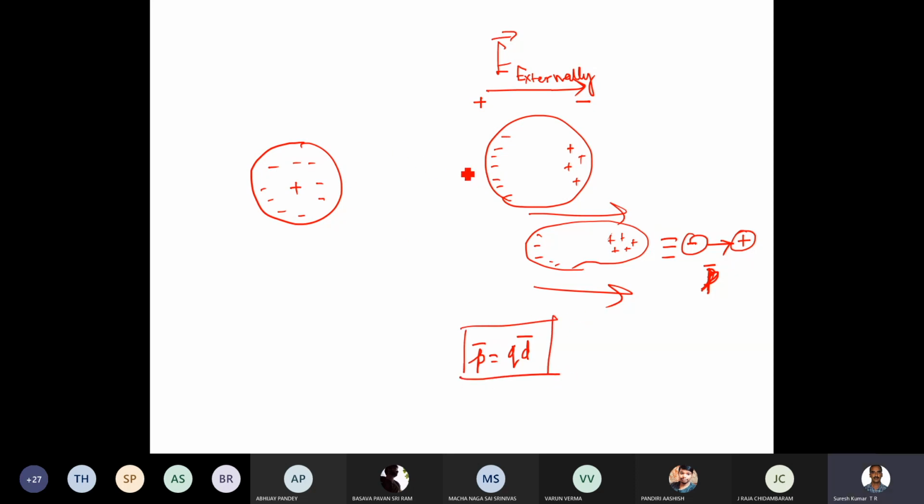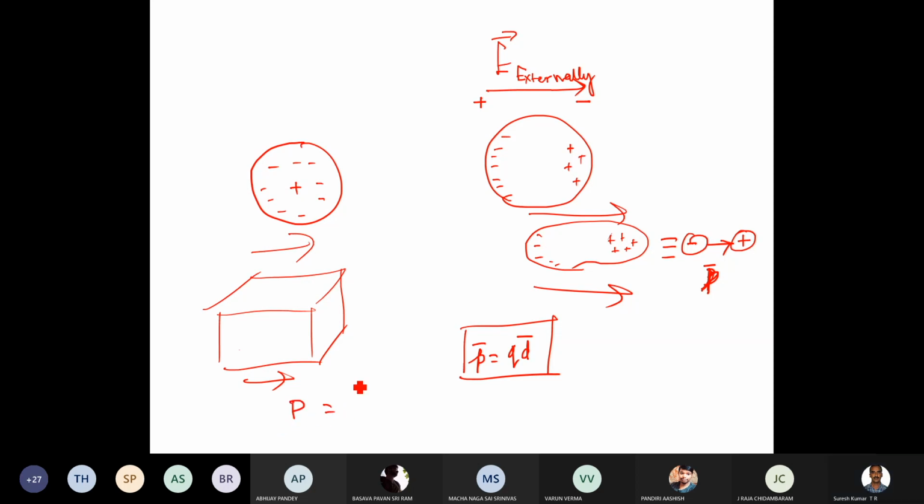So this is for a single atom. If you take the macroscopic level in that medium, you will have n number of such dipole moments, one for each electron. When an external electric field is applied, the total dipole moment over the volume is known as polarization.